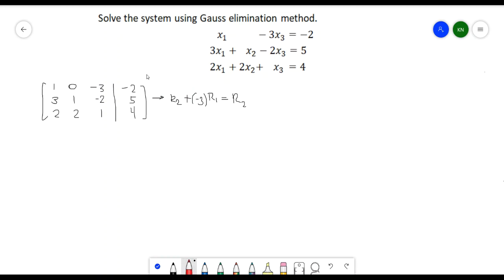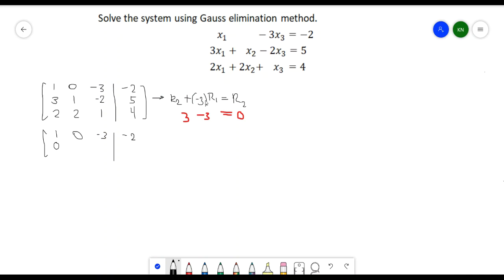Let's see this. Negative 3 multiplied by 1 is negative 3, and we have the 3 in R2. So negative 3 plus 3 is equivalent to 0. Our new row 2 now starts with 0. Rewriting that into another matrix, we copy the first row since we are not altering anything in it. Then for this one, we can already change it to 0, and then we continue the same process with the other elements on the same row.